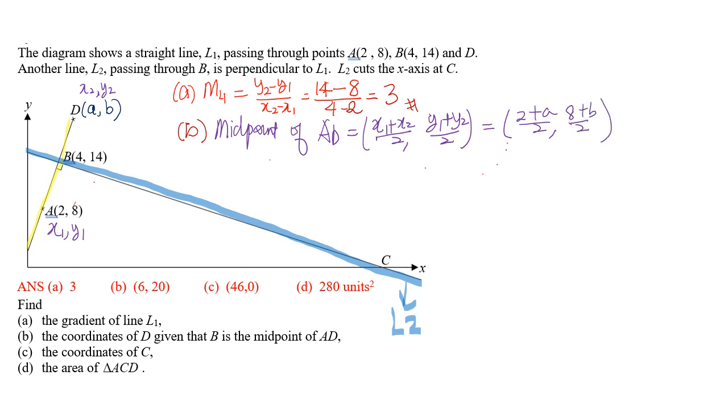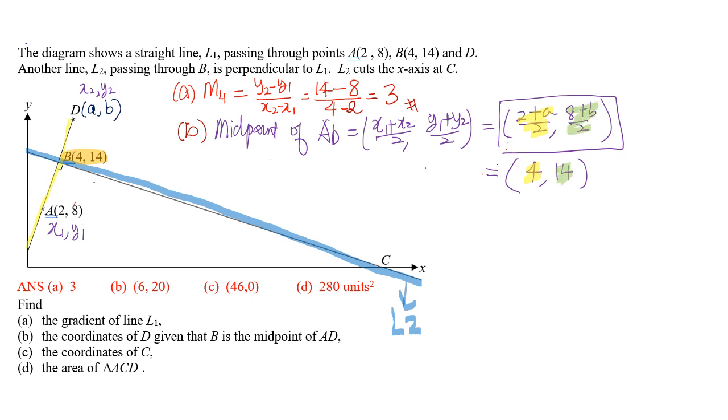Right, and we are told that this midpoint of AD is the point B. We are told that B is the midpoint of AD. So in other words, this value here is equal to (4, 14). So what we are saying is that this one is equal to 4, and this one is equal to 14.